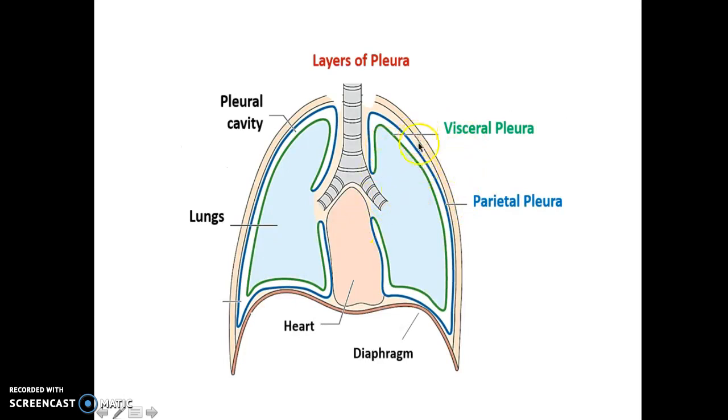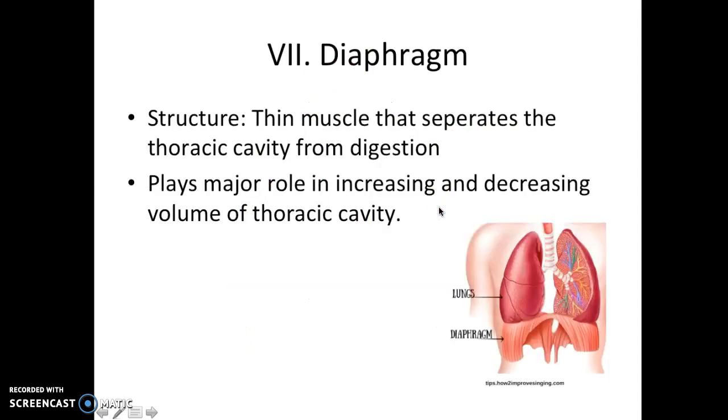So this is what it looks like, right? There's your lung. You have the parietal, which is outside, the blue line. The green line would be visceral, and that white space would just be the cavity. That's where fluid is. The last structure is your diaphragm.